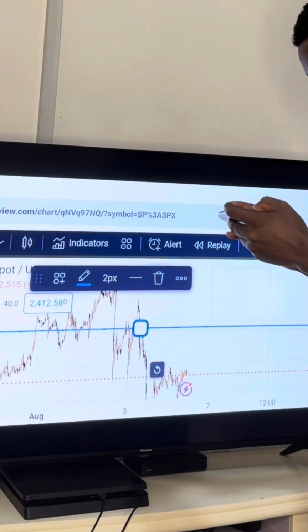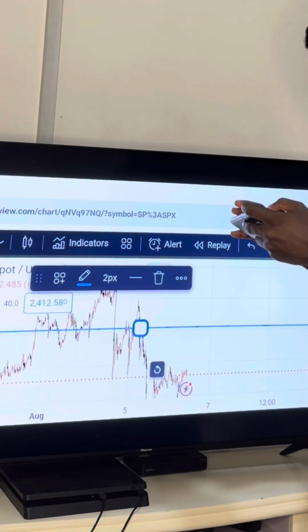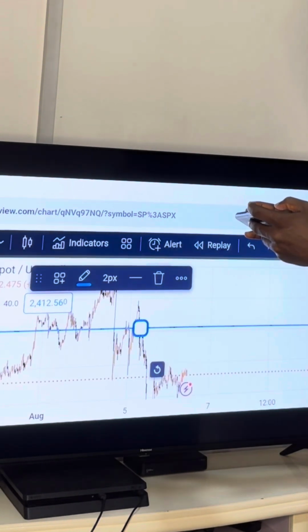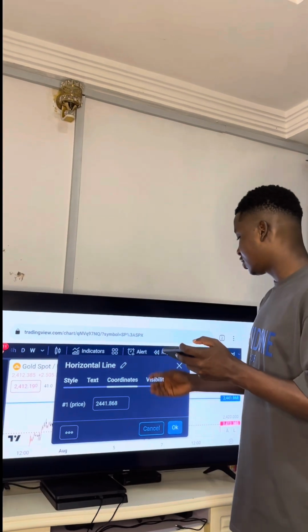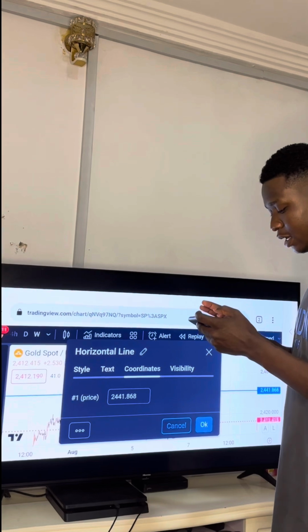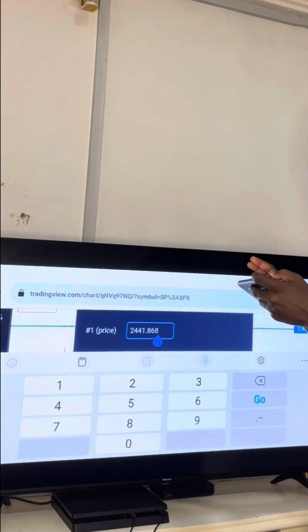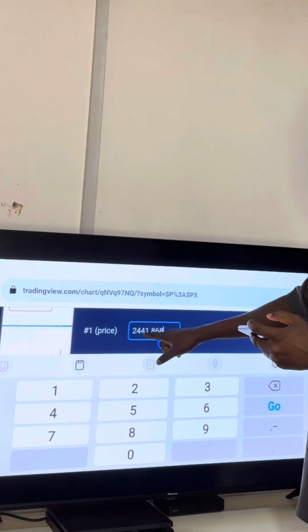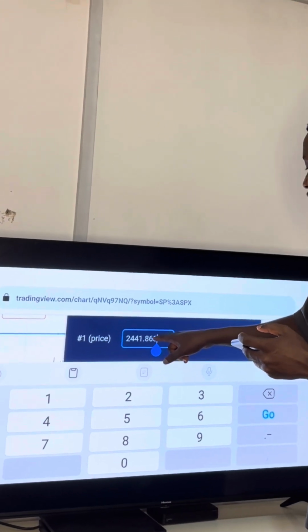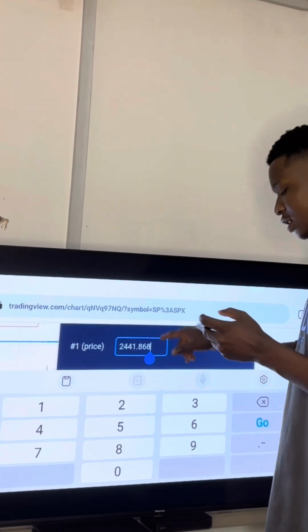Settings. Sorry about that. You go to settings, you come to coordinates, and you can see here it is 2441.868. This is not a psychological zone.